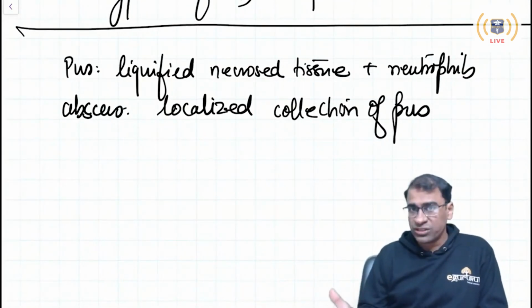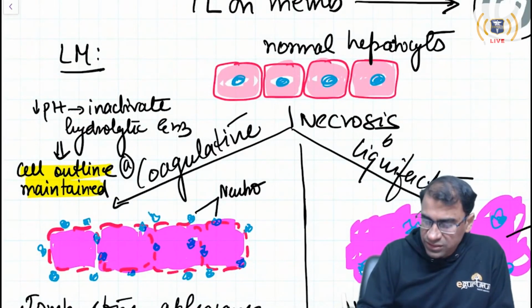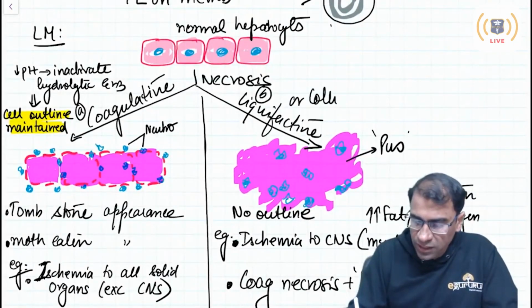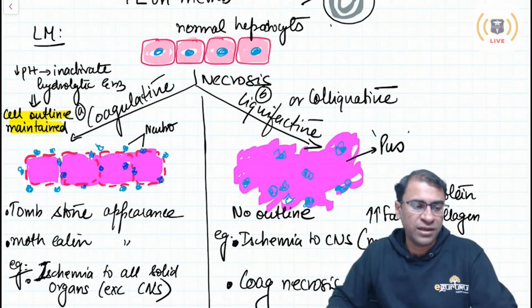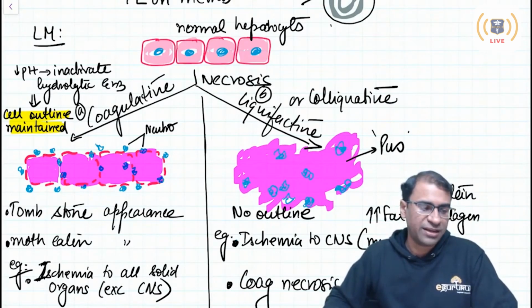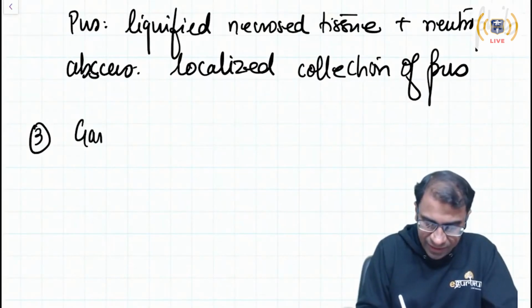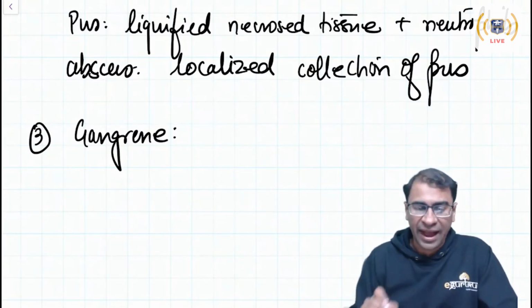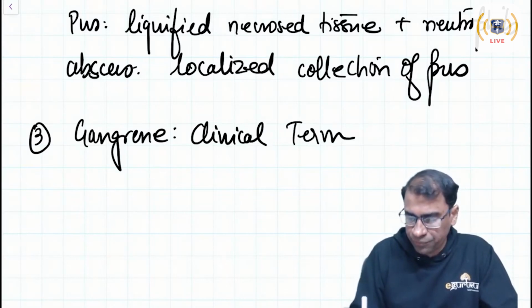Similarly, if you talk about the types of necrosis, the first one was coagulative. Let's call this A. The next one is B, liquefactive. The other name for liquefactive is colliquative necrosis. Now, the third type here is gangrene. Remember, gangrene is not a type of necrosis. The word gangrene is a clinical term.